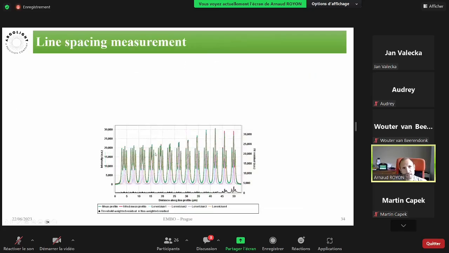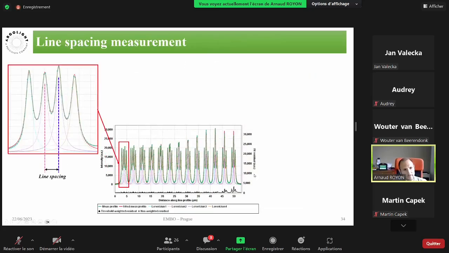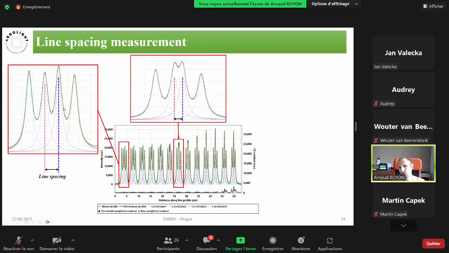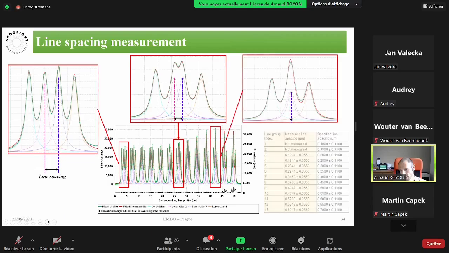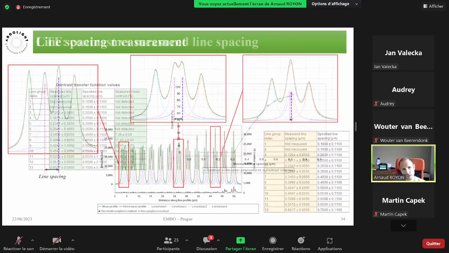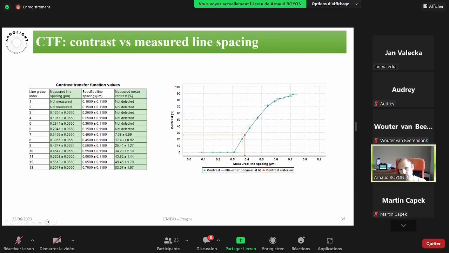On the other hand, we fit the profile for each group of lines using a Gaussian or Lorentzian function, and we measure the actual spacing between the two inner lines, for each group of lines. We get the measured line spacing versus the line index. So we gather these two measurements, the measured line spacing and the measured contrast, and we plot the contrast transfer function, and you can see an example here on the right.